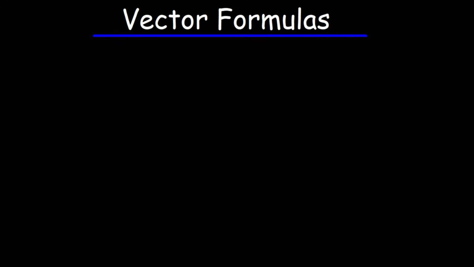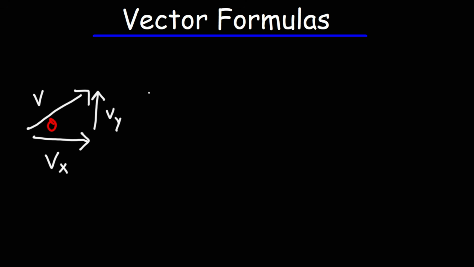In today's lesson, we're going to talk about vector formulas, particularly as it relates to physics. So let's say we have this vector, we'll call it vector v. Vector v has an x component, which we can call v sub x, and it has a y component, v sub y. And let's say this is the angle of that right triangle. The x component of vector v is v cosine theta. The y component, vy, is equal to v sine theta.